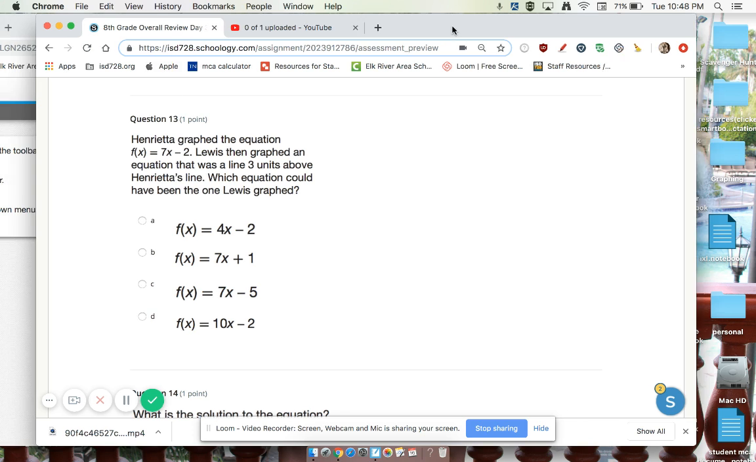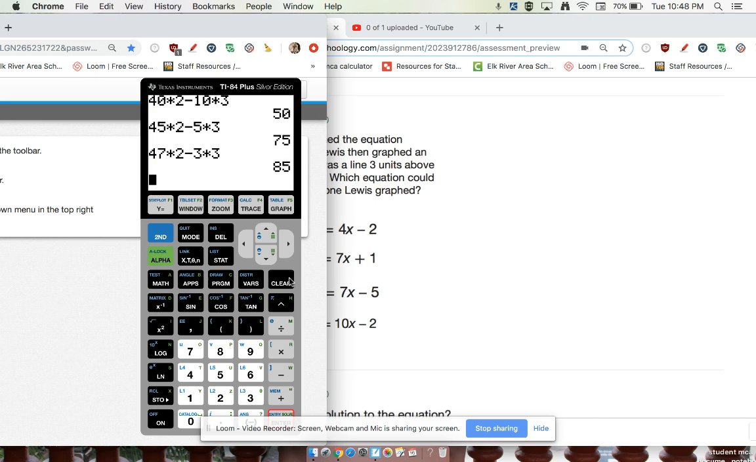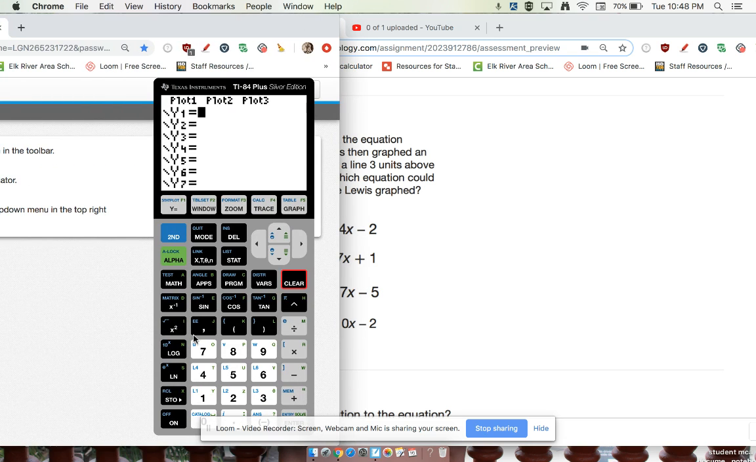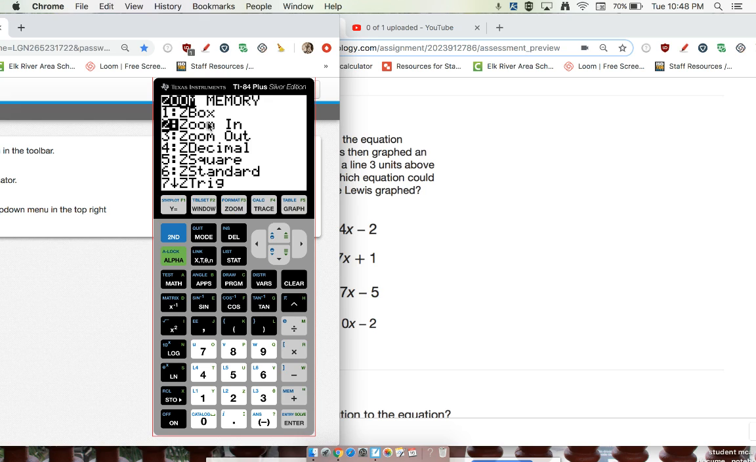So what you could do here, remember that f of x is the same as y equals, so you could graph Henrietta's graph, and that was 7x minus 2, and graph it, and it shows way down here. I'm going to zoom in a little bit because my eyes can't see that very well.